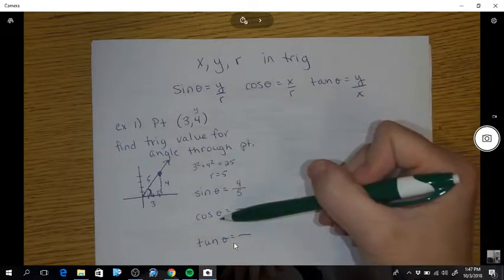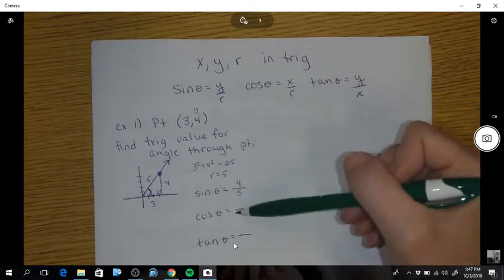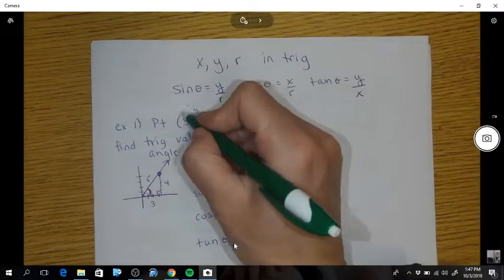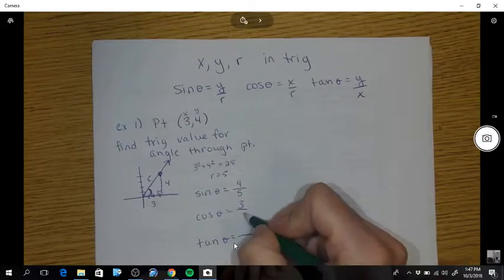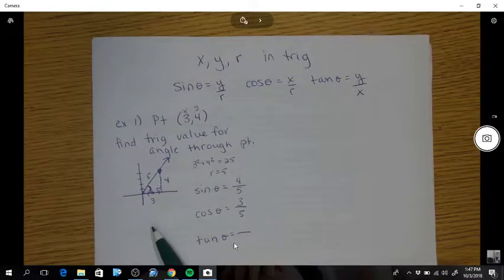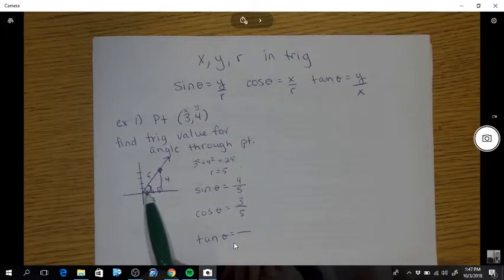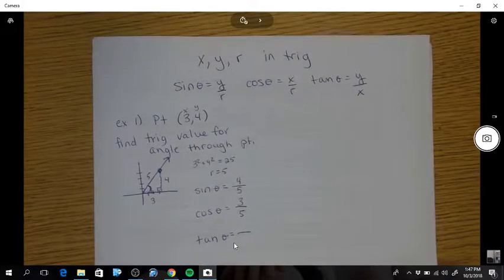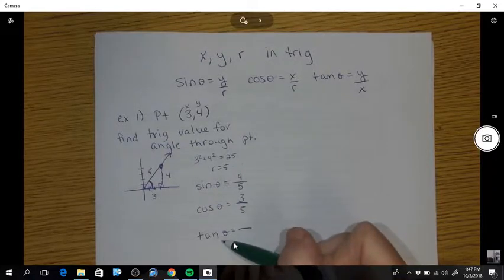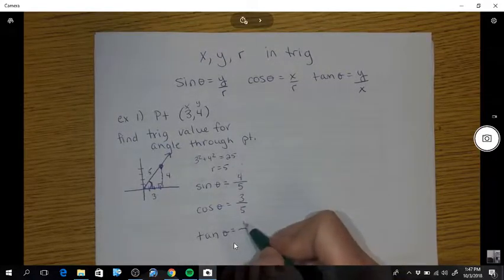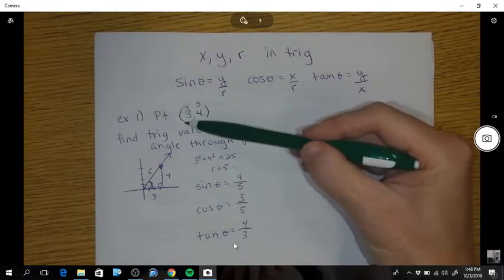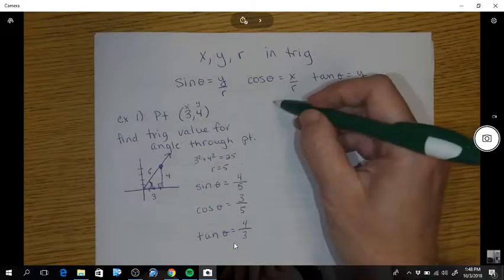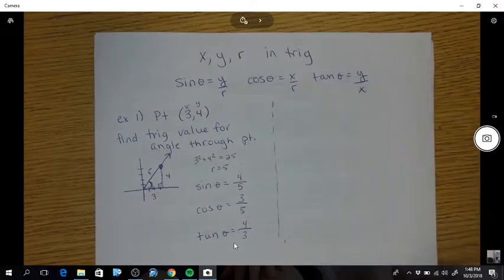Okay, so let's look at cosine. Let's do this method first. So my cosine is take my x, so that would be 3 over my r, which would be 5. Let's check with our SOH CAH TOA thinking. So cosine is the adjacent over hypotenuse. So that comes to the same answer. If I'm taking my tan of my angle, I'm going to go opposite over adjacent. Or with this method, I'm going to take my y value divided by my x value. You can pick whatever method you like. These formulas will be provided for you.